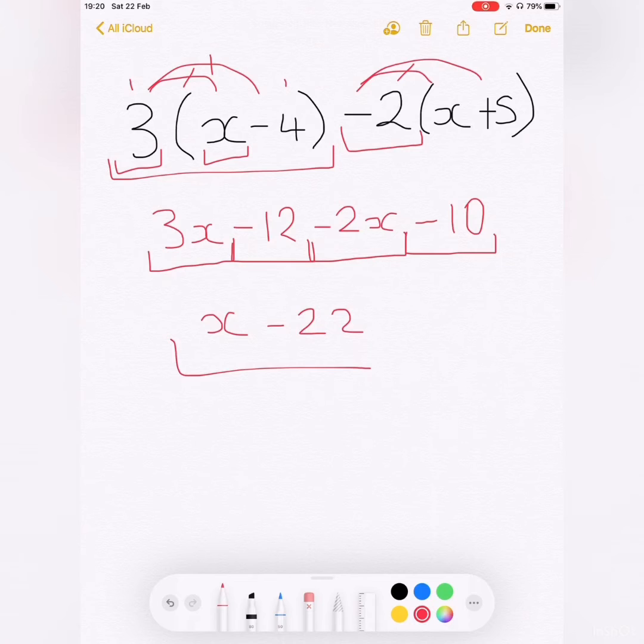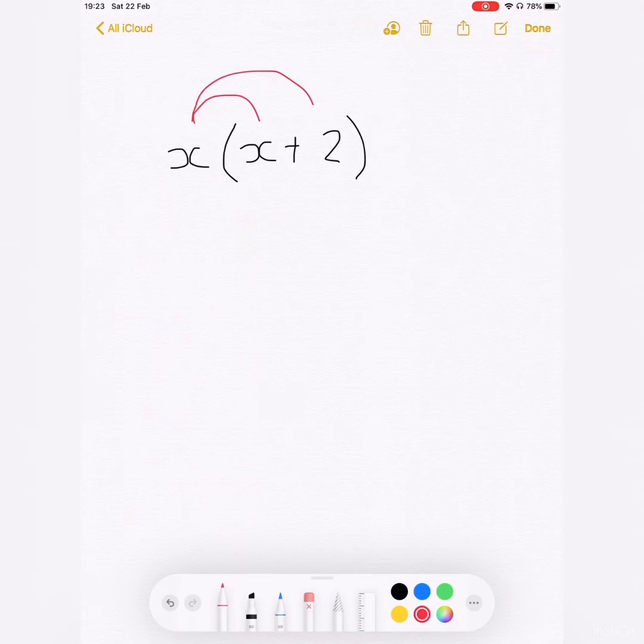The first thing we must do is draw on our moons. And remember, we always times along the moons. So we're going to do x times x, which gives us x squared. Now remember, that squared means times by itself. So we've got x squared, and then we do x times 2, which is positive 2x.